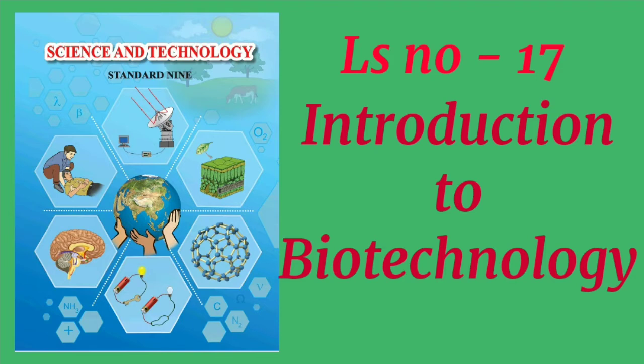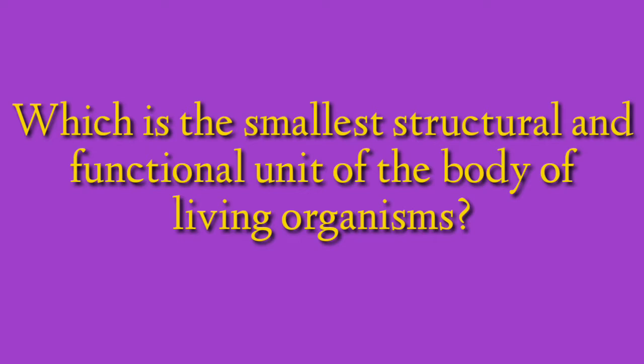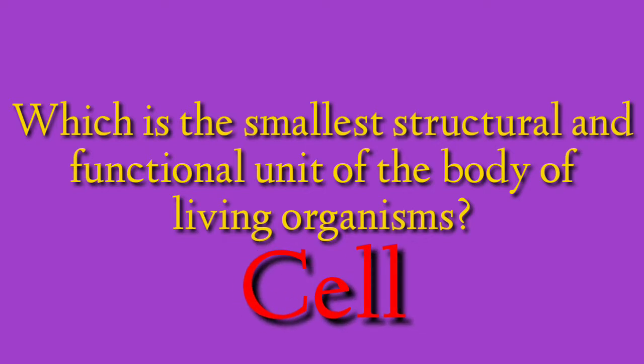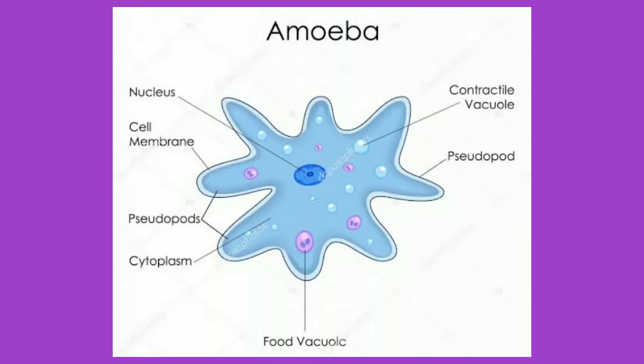Children, can you answer me some question? Which is the smallest structural and functional unit of the body of living organism? Yes, it is the cell. So, in case of amoeba-like unicellular organism, all functions are performed by the organelles of that single cell.